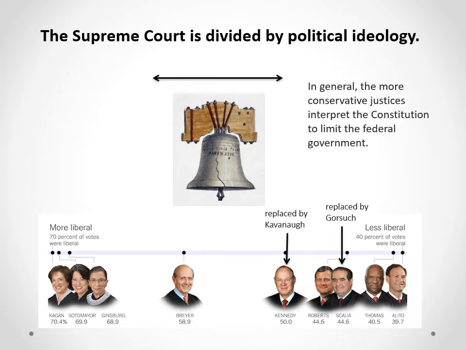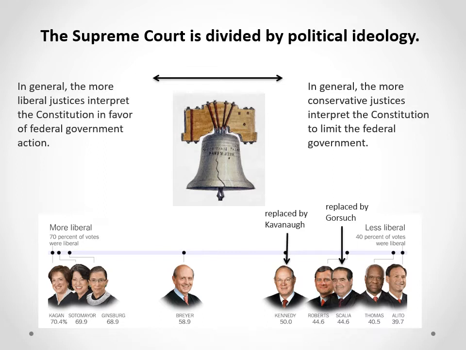On the one side, you have the more conservative justices. Today, these justices have all been appointed by Republican presidents, but in the past, you did have more crossover. These more conservative justices tend to interpret the Constitution to limit the federal government. They uphold the checks and balances that were put there by the original founders. They're interested in what the founders originally intended in the Constitution, and they tend to be more traditional in their outlook and their interpretation.